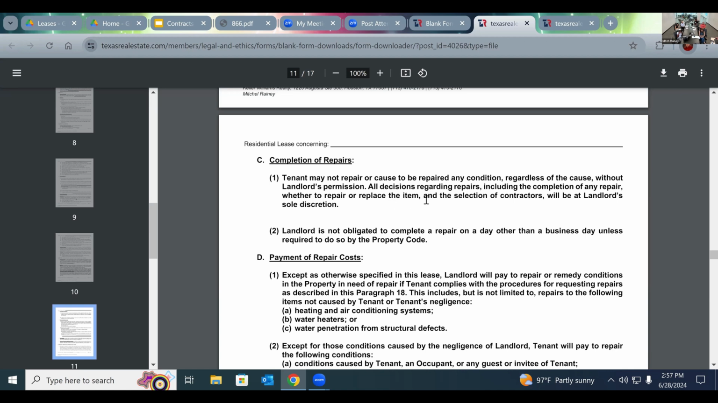All decisions regarding repairs, including the completion of any repair, whether to repair or replace the item, and the selection of the contractors will be at the landlord's sole discretion. The tenant can't just call someone to come and unplug the toilets. The landlord has to. You may contact the landlord and they say, oh, fine, go ahead and get a plumber. They can't do the repairs and then say, well, I had a plumber out on the first of the month and it cost this much, so I'm subtracting it from my rent. Can't do that. It's landlord's property.